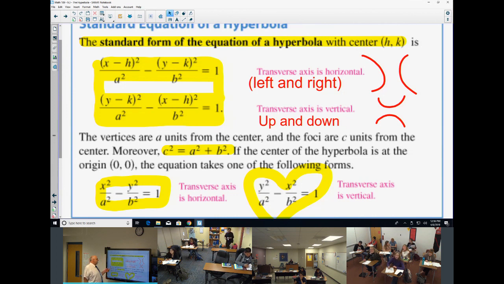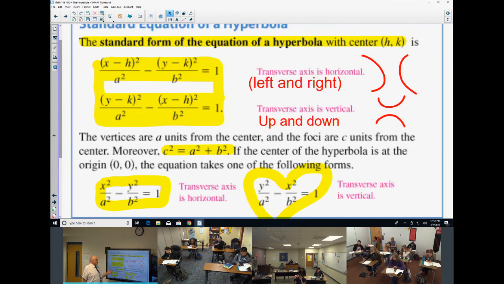Okay, so which one comes first? The x squared or the y squared determines the orientation of the hyperbola. All right, now, to find the foci, the distance to the foci is still c, but the equation is c squared equals a squared plus b squared. If that looks like the Pythagorean theorem, it does. It's the same formula, so that's a good way to remember it.